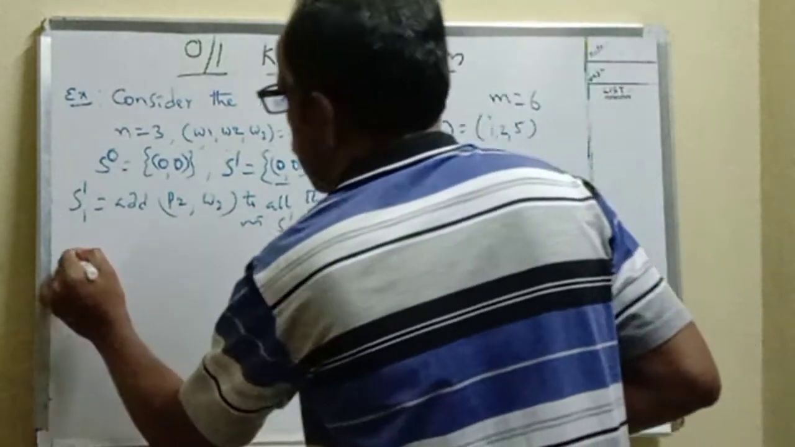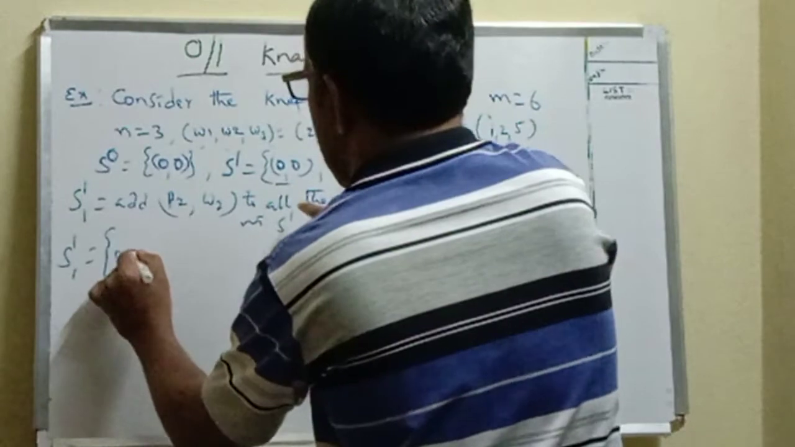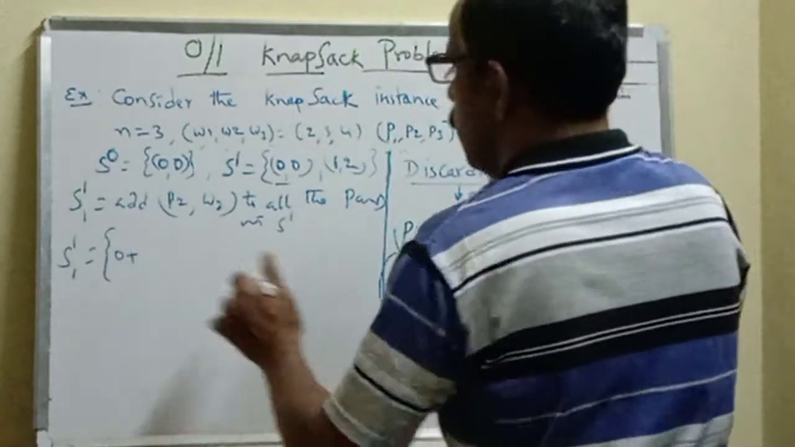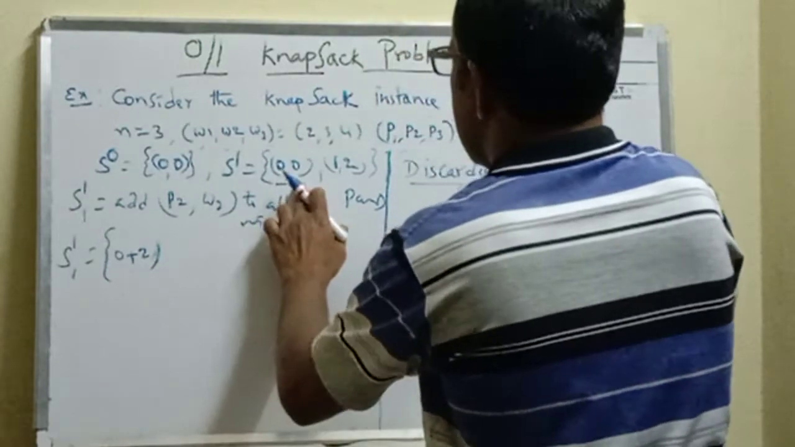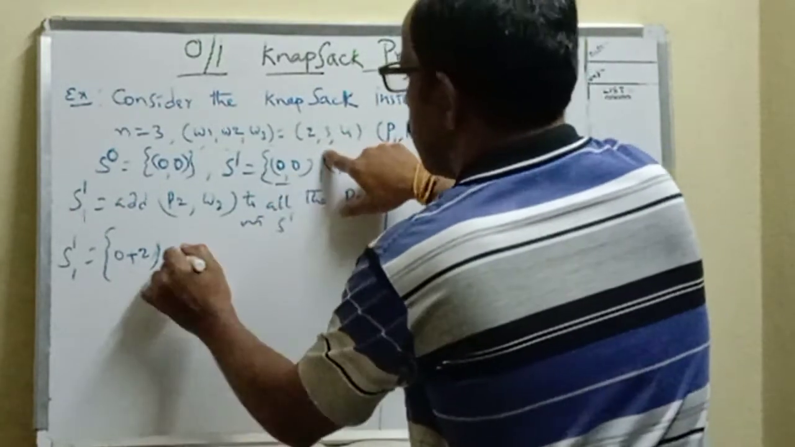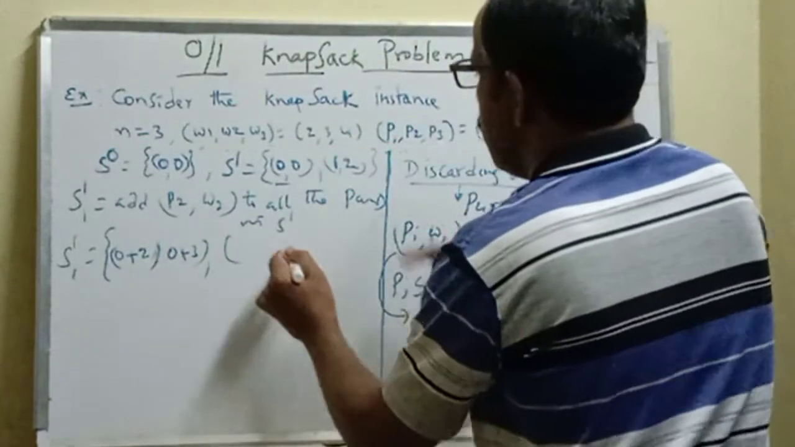All the pairs in S1. Then I can get S1¹ as: the first pair is 0 plus what is P2? P2 is 2. So 0 plus 2 comma, again 0 plus 3. This is the first pair. The second pair is 1, 2.